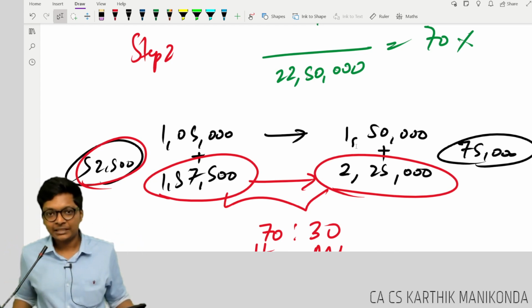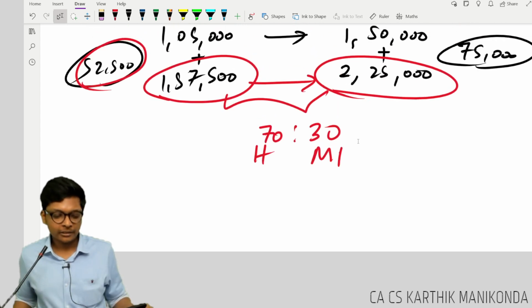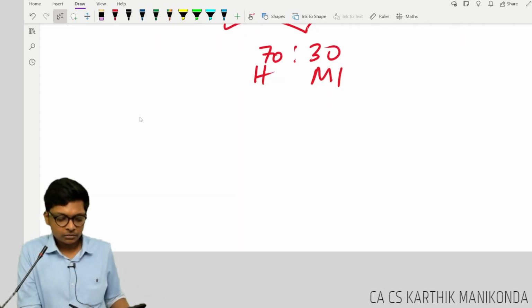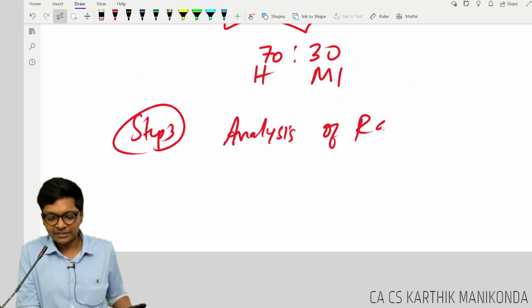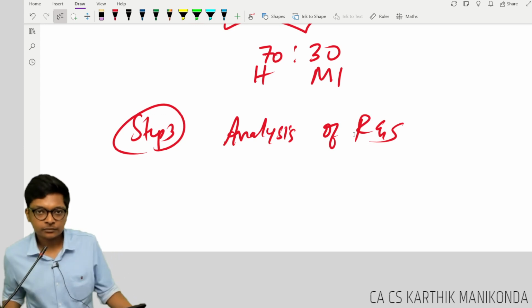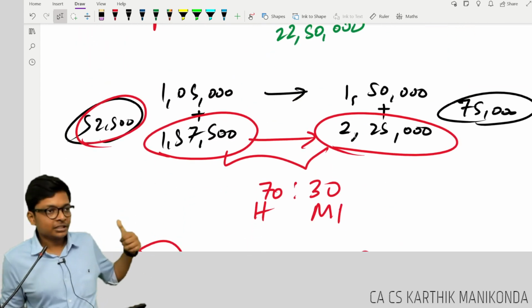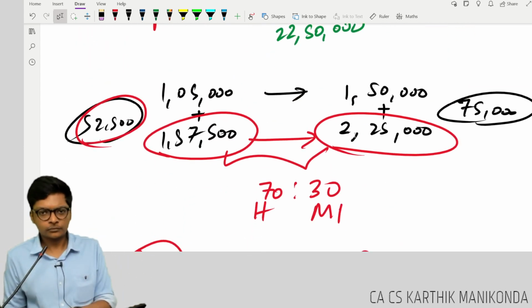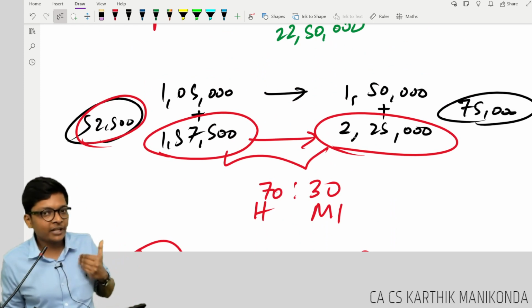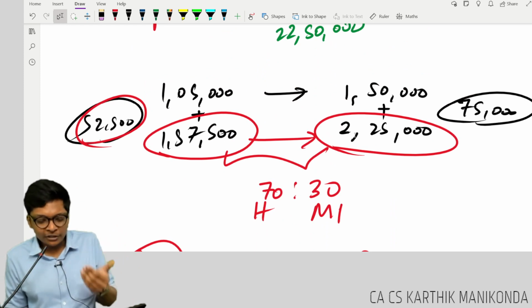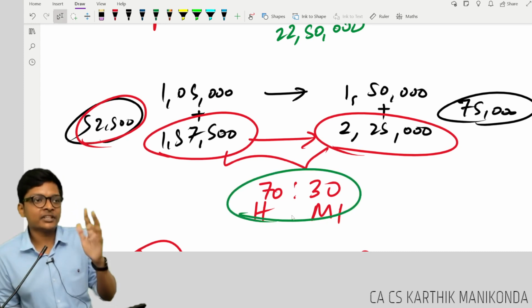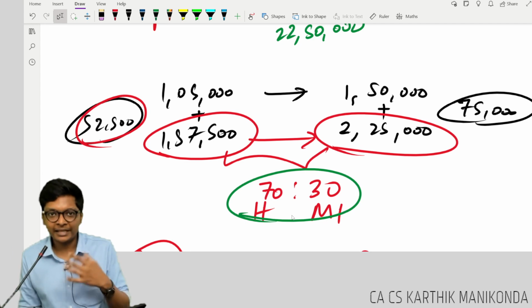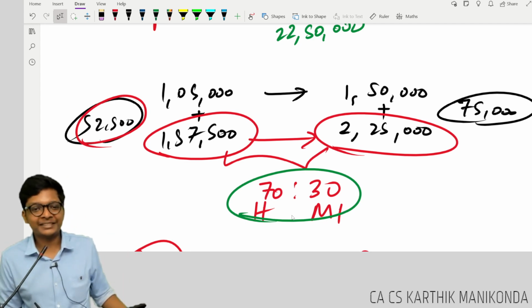Step 2 is done. Now we have to go to step number 3, correct? Step 3, which is my key step, analysis of reserves and surplus, correct? This is clear, guys. So should I write it again? Yes, because now we are doing consolidation after bonus issue. So after bonus issue also, sir, answer is 70:30, but how you derive it differs. That you need to show the examiner, that I found out it's the same percentage. Clear?